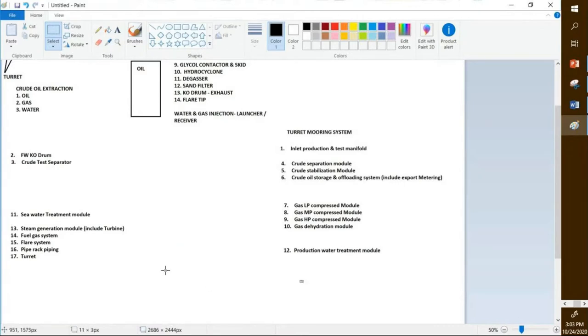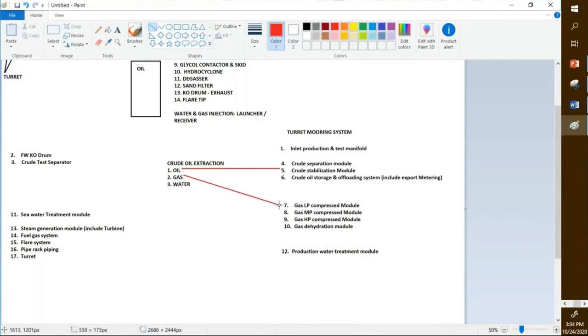This water injection module, like production water, this water injection. After the water is produced, it has to be injected, launched or received from one location to another. How to do the production water treatment, that is the thing. And these things are supporting this. From here, there are three byproducts we are going to get. Oil will be handled here, gas will be handled as per this method, and water as per the production water method.